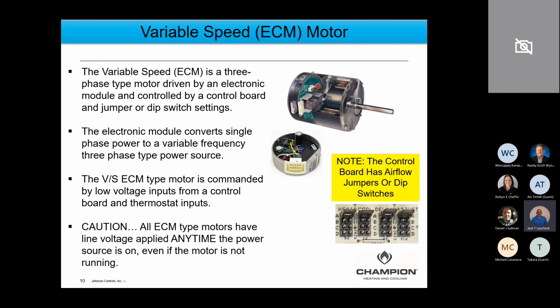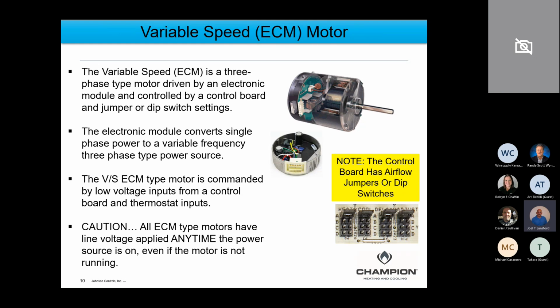Now, you're going to note something. The control board itself actually has airflow jumpers or dip switches that you can select. So once you select an airflow based on your install information that comes with the equipment, once you install that equipment and you set the airflow up, that motor is going to ramp up or ramp down to maintain that airflow.